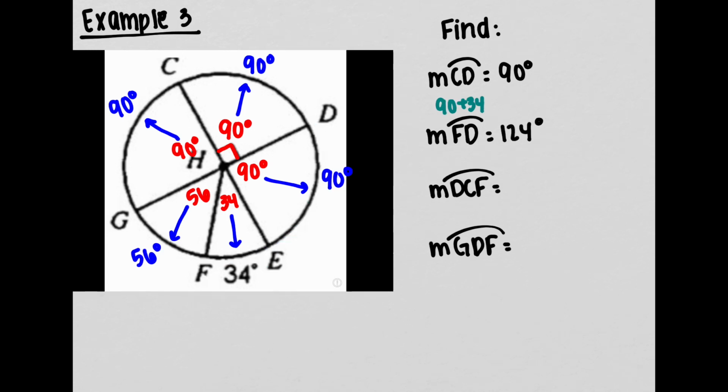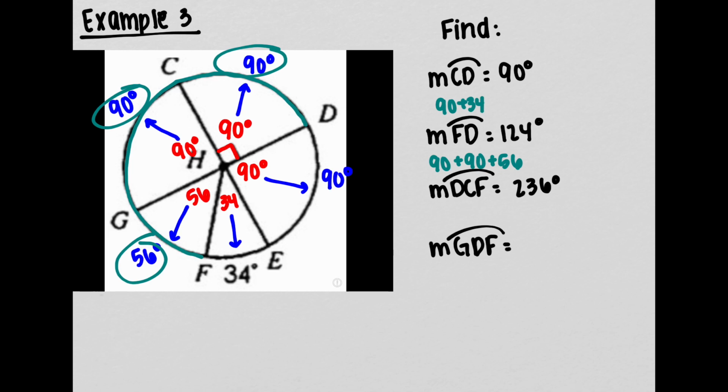Now the third one I ask you for is DCF. So I'm going to outline that so you know what we're talking about, from D to C all the way to F. This actually deals with 3 of them. So we have 90, 90, and 56. So I'm going to take all those and add them together. 90 plus 90 plus 56. When I add them all together, it leaves me with 236 as my arc measure.